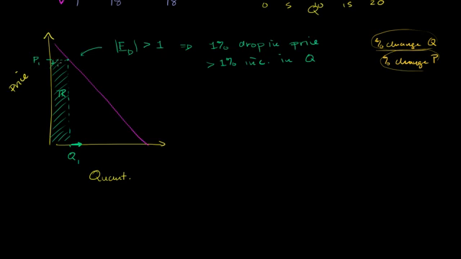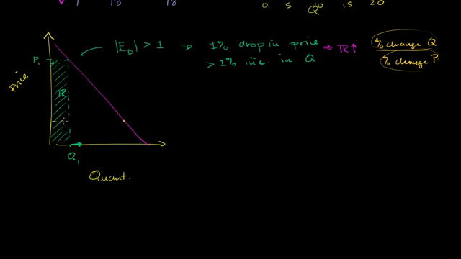So any reduction in our height will be more than made up for, and this is generally the case, by an increase in our width. So total revenue will increase. So when price drops, so 1% drop in price and a larger than 1% increase in quantity means that total revenue will go up.